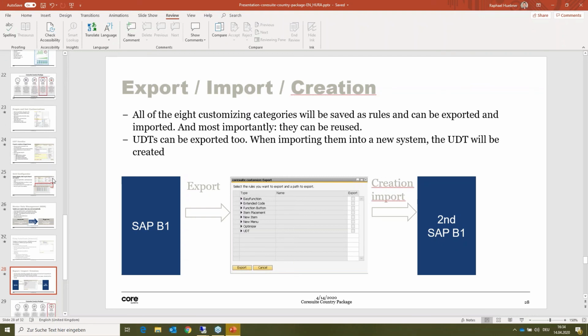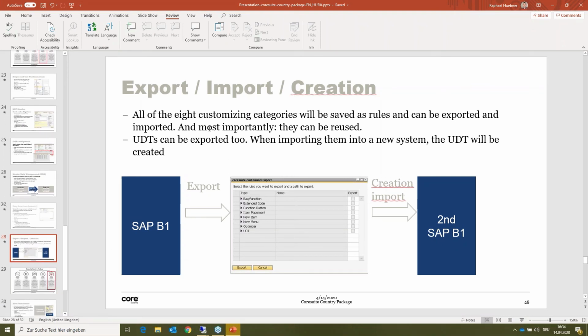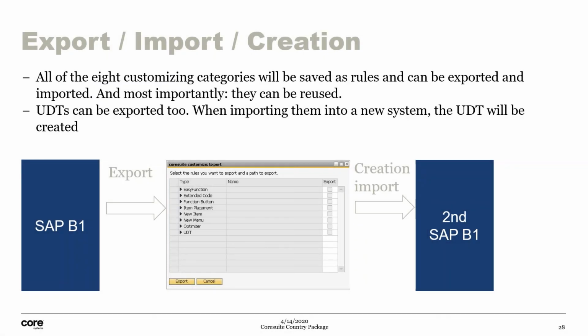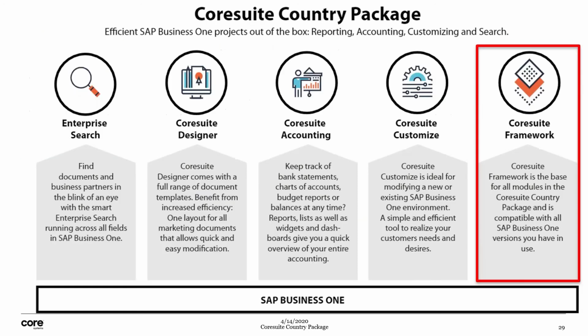Also, a great thing is that you have the possibility to work with export and import. That means you can create all of those rules, export them from one B1 system, and import them into a second one. So it's not needed to repeat work over and over again. You can really reuse it very easily. This is about Coresuite Customize.